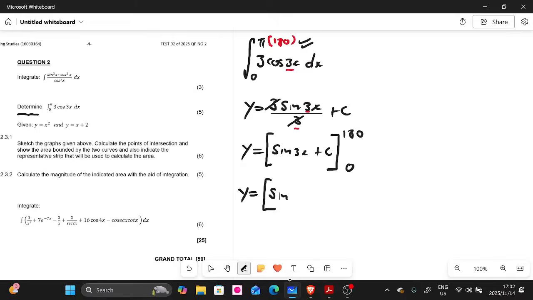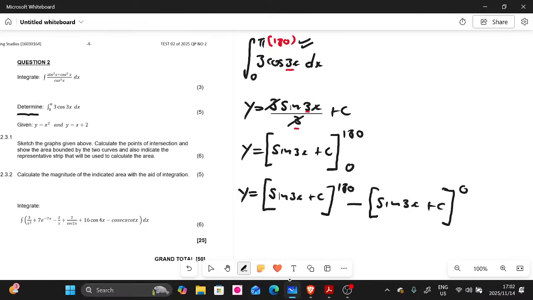So now what you must do, the following step, in fact, you have the bracket of the upper limit, which is sine 3x plus c, and then you write the upper limit. Guys, these are not powers, these are limits. And then always you minus the bracket of the integral with the lower limit, which in this case is 0. That's our lower limit. Oh, I forgot plus c there. Plus c. There we go.